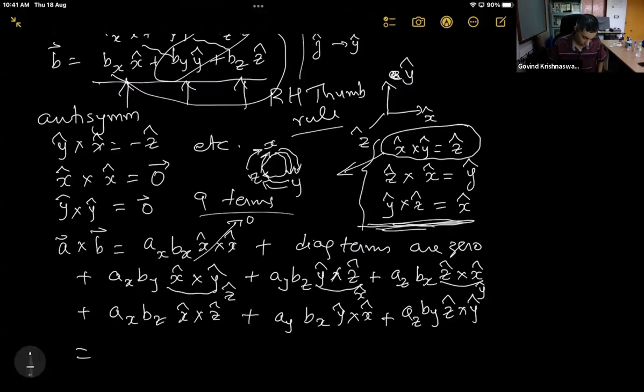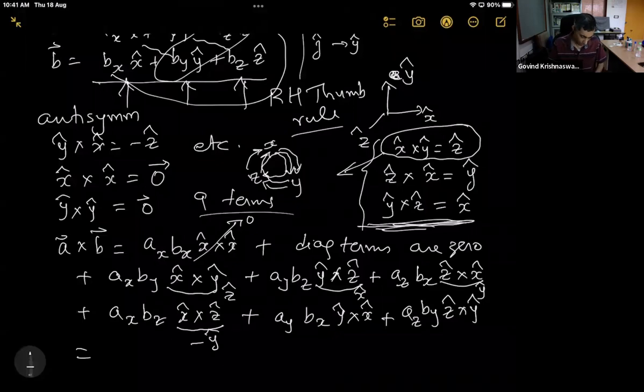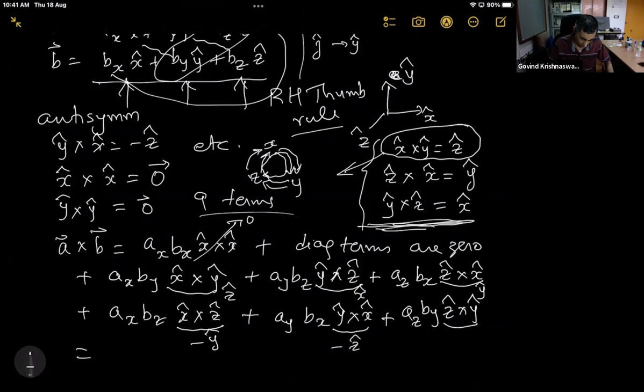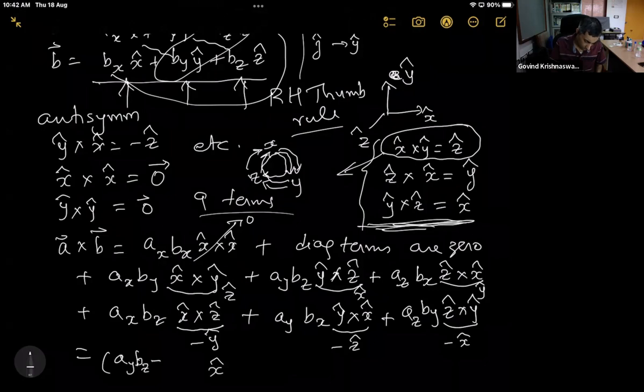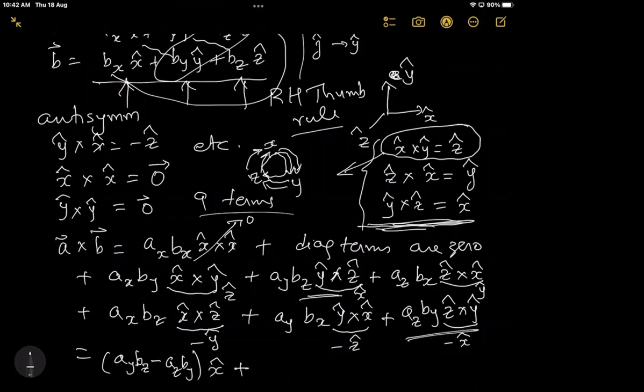So I am now almost done. X cross Z is minus Y, I hope you will agree. And Y cross X is minus Z, and Z cross Y is minus X. So we now just combine these terms. I want to collect the coefficient of x hat, and that gives me AY BZ minus AZ BY. I've combined those two terms, so that's the coefficient of x hat.